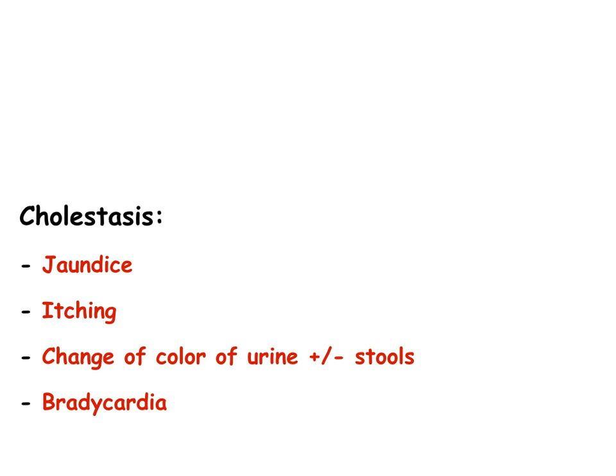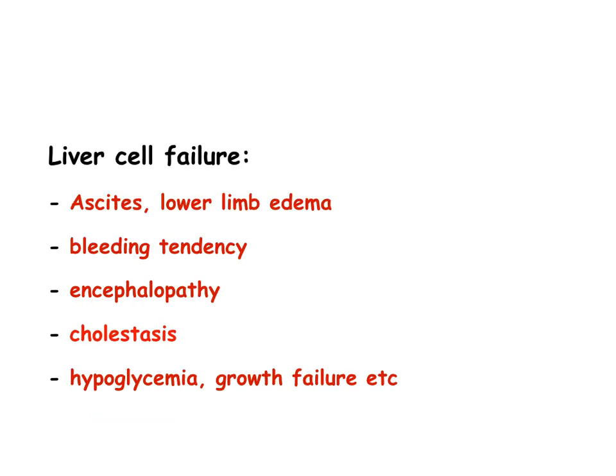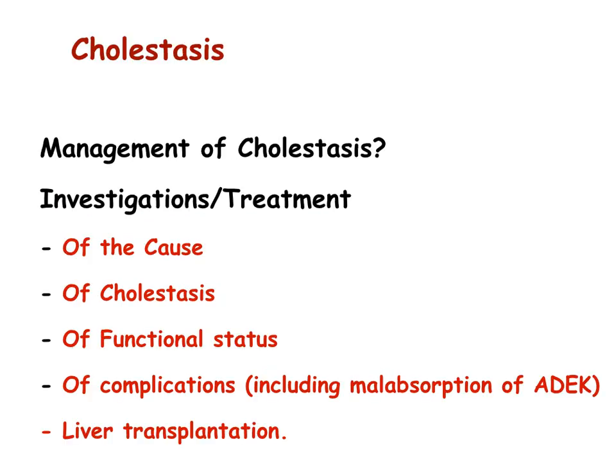Cholestasis per se would cause jaundice, itching, change of color of urine and stools, bradycardia, liver cell failure. If the child gets liver cell failure on top of the cholestasis, he will have bleeding tendency, encephalopathy, hypoglycemia, growth failure, etc. So what's the management?